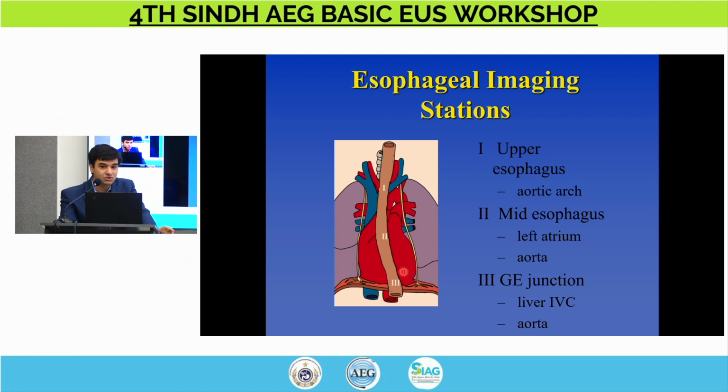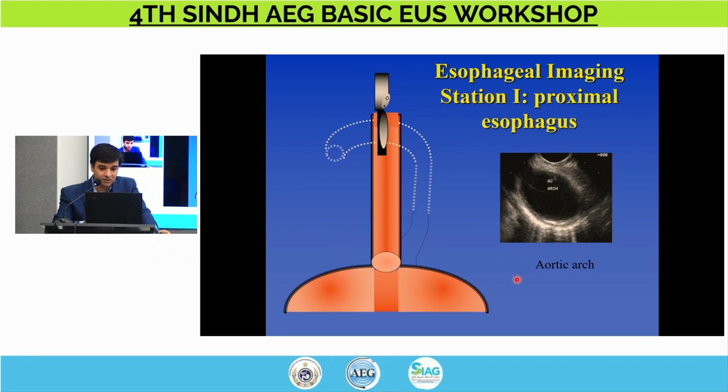And typical structures that would help you identify where you are is, if you're at station 1, look for the aortic arch. And we'll look at those stations again today and try and figure out how to look at these. In the mid-esophagus, look for the left atrium and the aorta, and our goal will be to identify all of this through the day, through the course. At the EG junction, you want to look for the liver, and you want to look for the aorta with the IVC. So those are the three structures that you want to look for in that area.